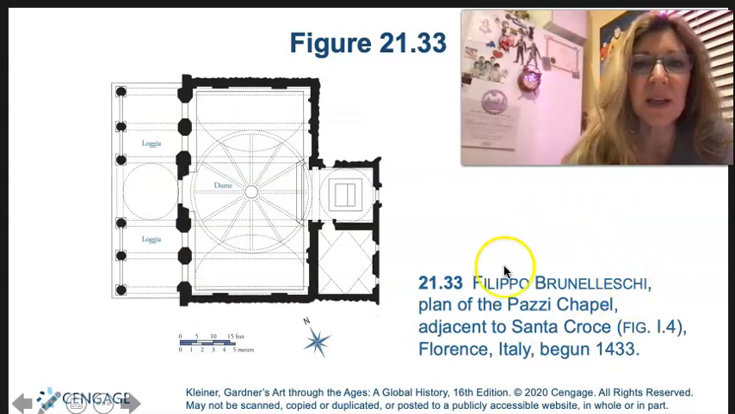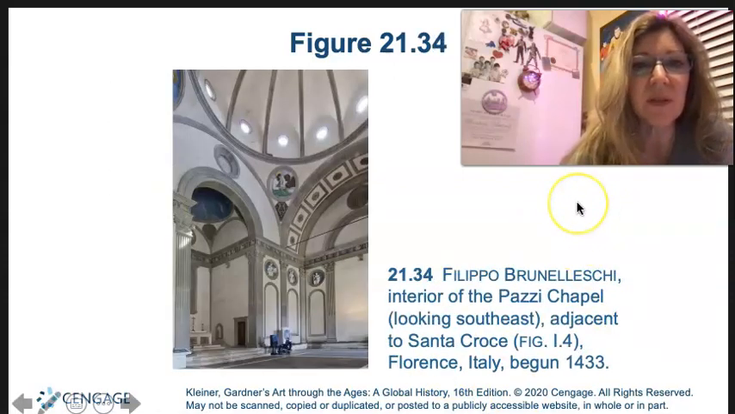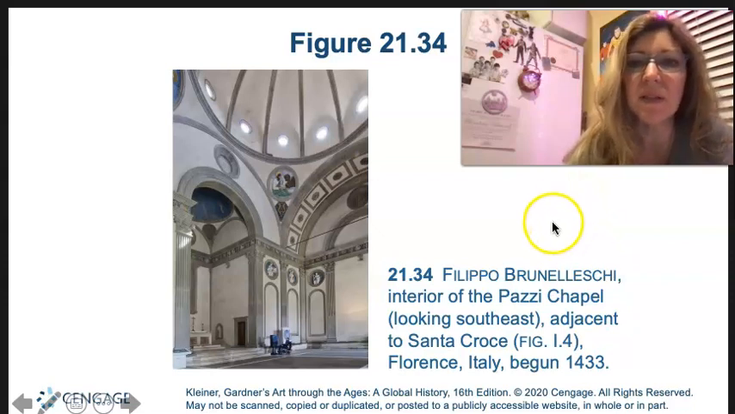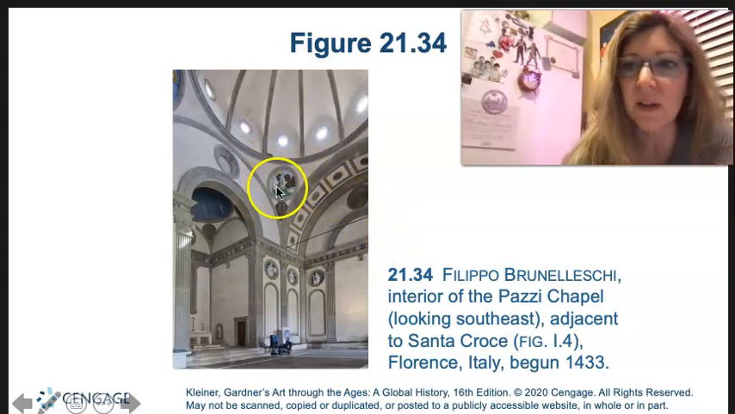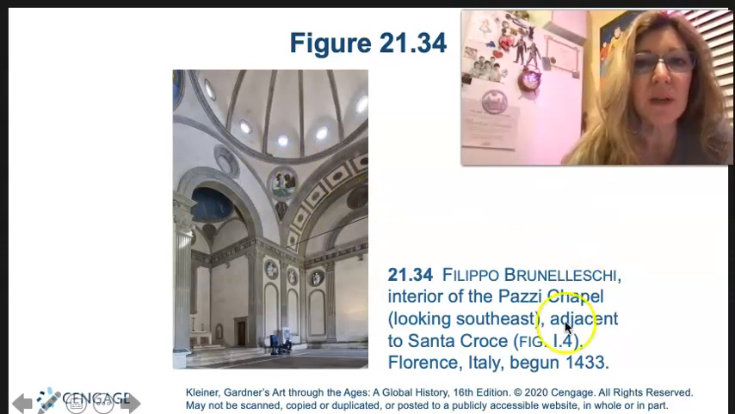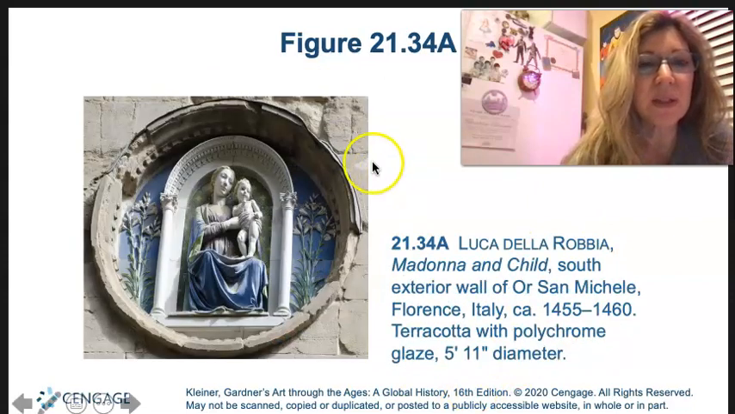Okay, here's his plan. And here's the interior of the Pazzi Chapel by Brunelleschi, the artist that created the polychrome terracotta roundels. These little scenes right here in Brunelleschi's Pazzi Chapel are by Luca della Robbia. So here we can see one of those close up.